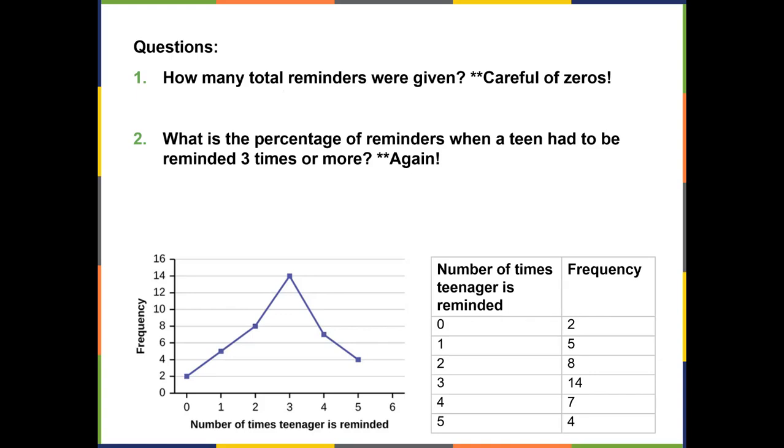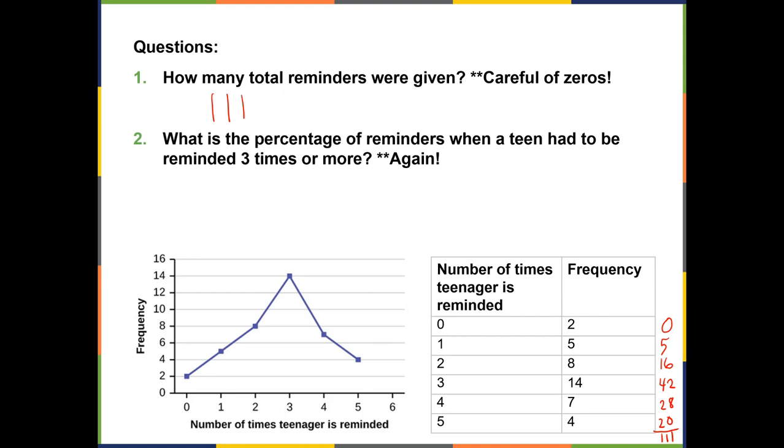How many total reminders were given? Well, 2 times they didn't have to be reminded at all, so that would count as 0 reminders. 5 times they had to be reminded once, so that's 5 reminders. 8 times twice, that's 16. 14 times 3, which is 42. 7 times 4, that's 28. And 4 times 5, that's 20. And these all add up to 111. So 111 total reminders had to be given.